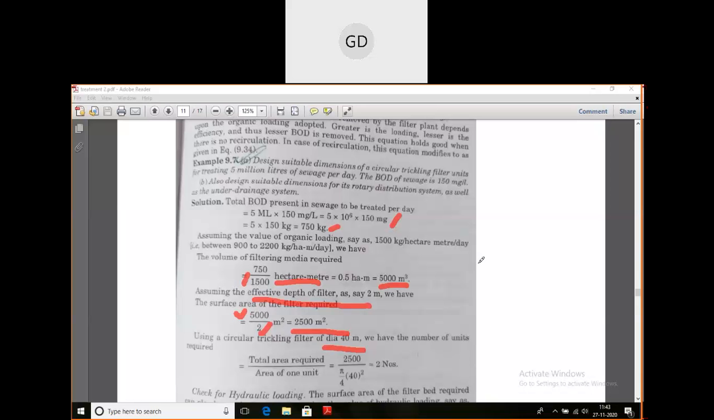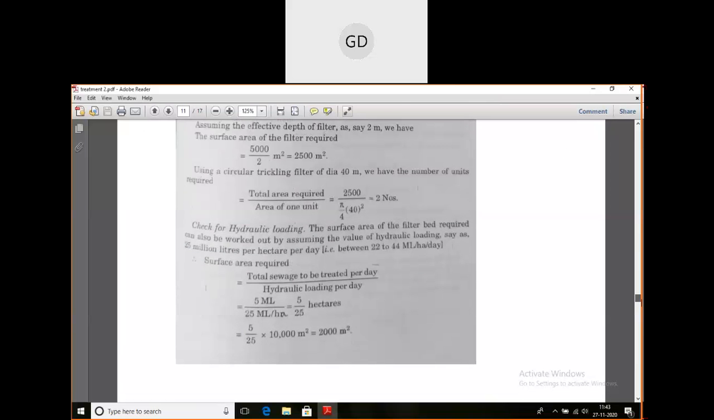So after finding the organic loading, the volume and the number of units, now we have to check the hydraulic loading. How will you check it? We have studied that hydraulic loading is required to find the surface area of the filter. Hydraulic loading is between 22 to 44 million liters per hectare per day. Here in this question they took it to be 25 million liters per hectare per day.